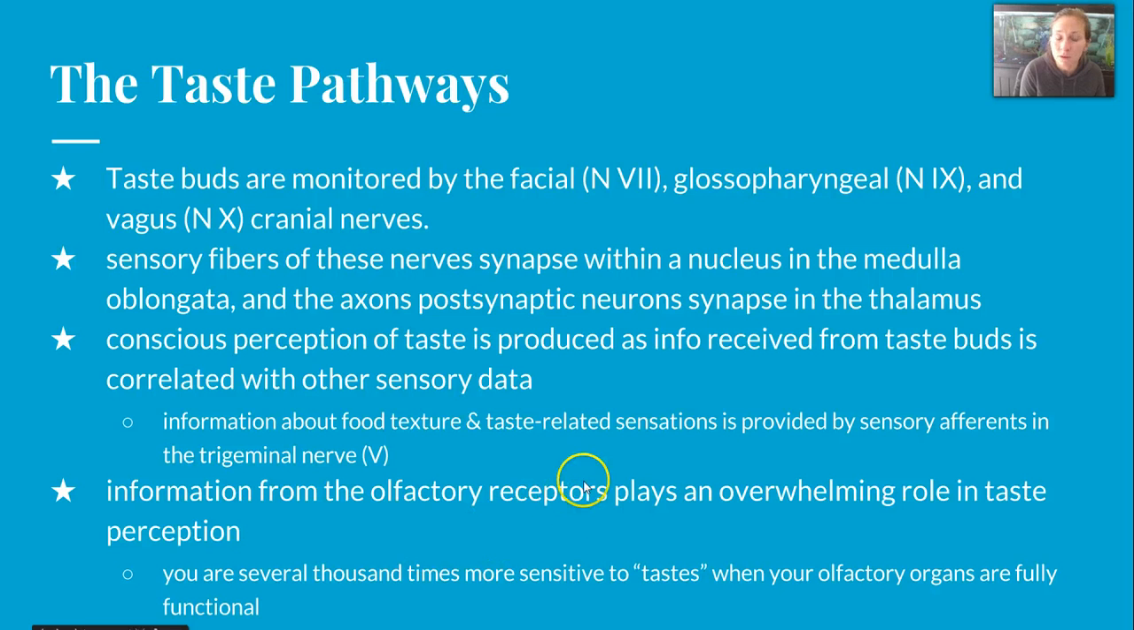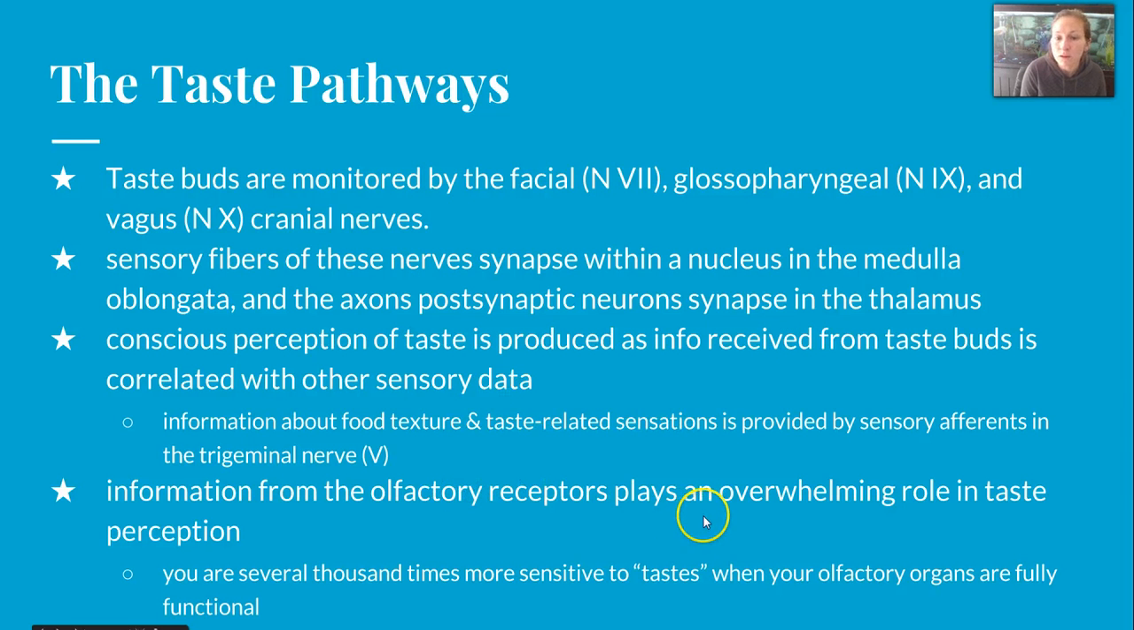We have taste buds that are monitored by the facial, glossopharyngeal, and vagus cranial nerves. The sensory fibers of these nerves synapse with the nucleus in the medulla oblongata. Those axons of the postsynaptic neurons synapse in the thalamus. Conscious perception of taste is produced as info is received from our taste buds, and then it's correlated with other sensory data basically to provide our taste.